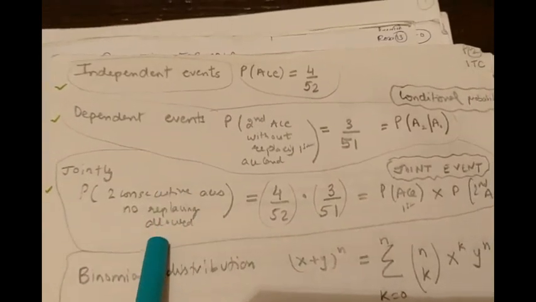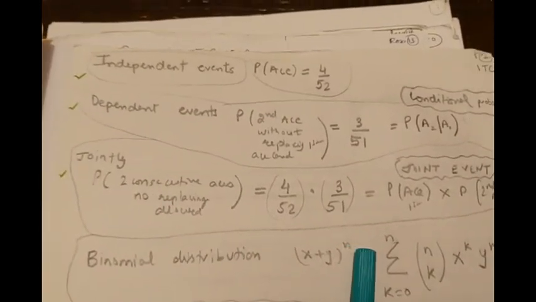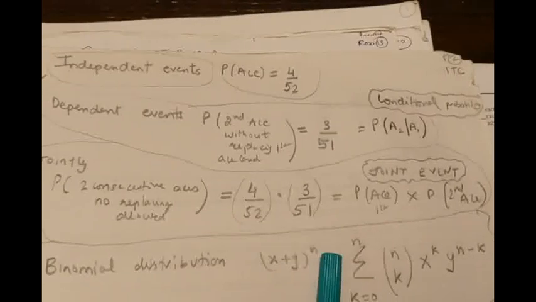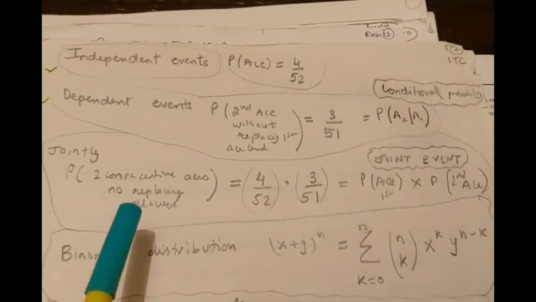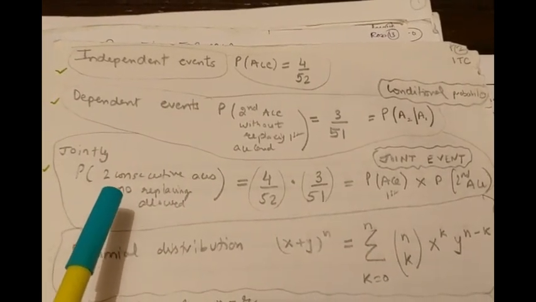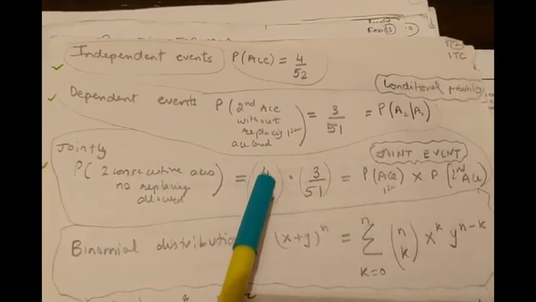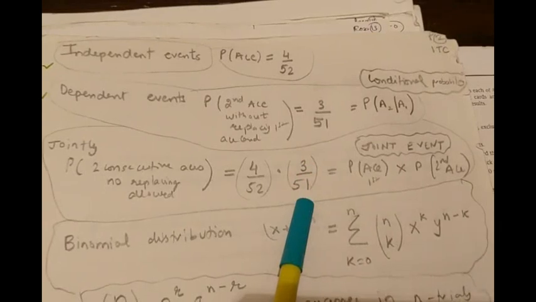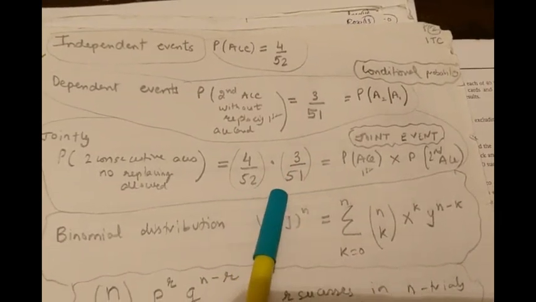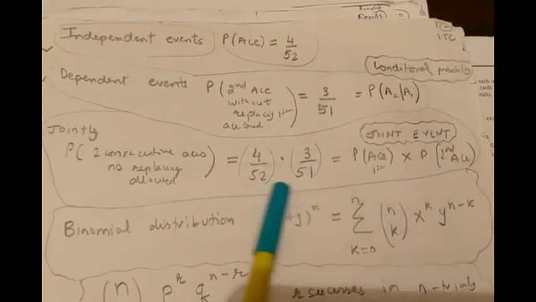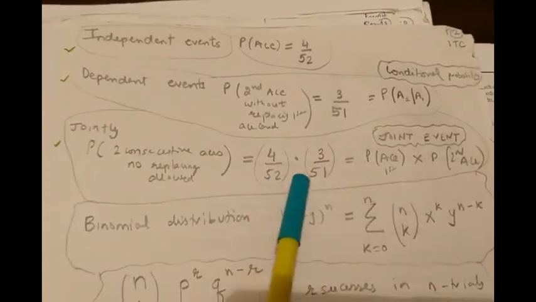Then the joint event also can be calculated as an extension to this conditional probability. If we ask ourselves what is the probability of getting two consecutive aces, the first ace has this probability, the second ace has this probability. Consecutively it will happen as a joint event, so the probability will change and it will be given by this.